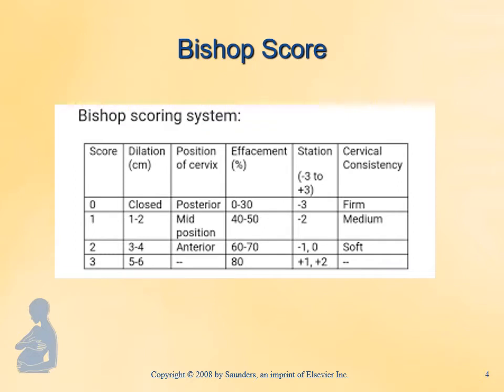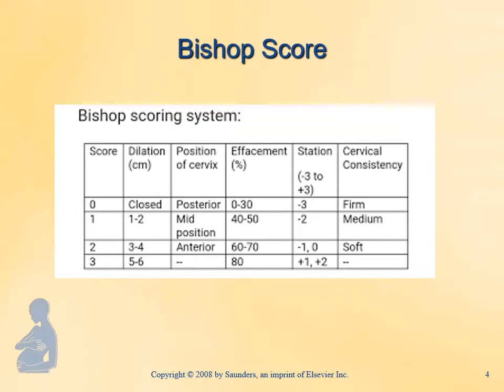So this is what it's scored on. It looks at dilation, position of the cervix, meaning when you go to evaluate the cervix, is it really far back? We call that posterior. Or is it kind of mid-position? Or is it right there when you first enter the person's body? That would be more anterior.